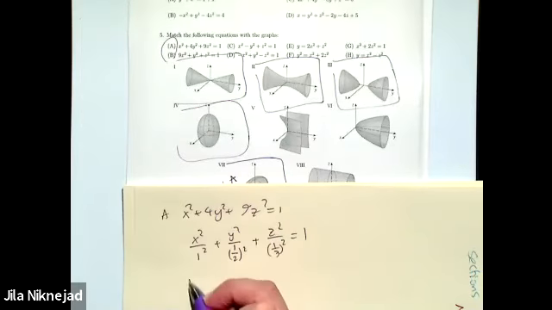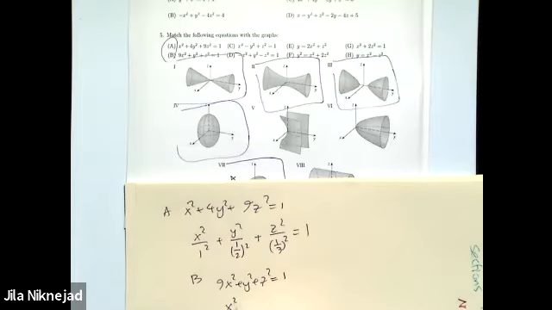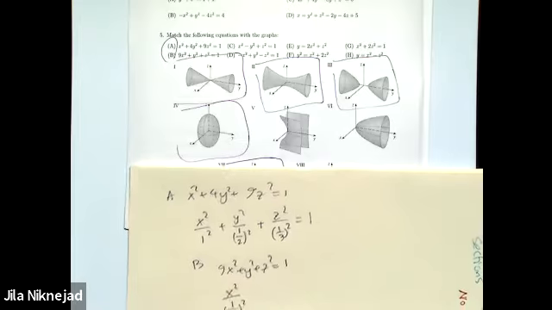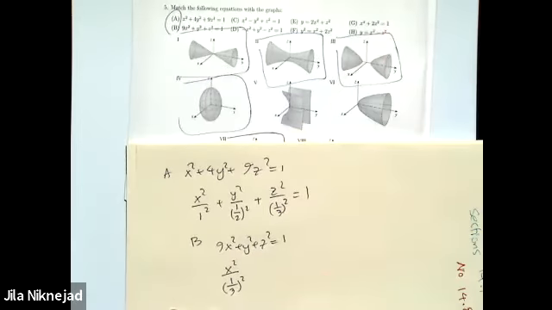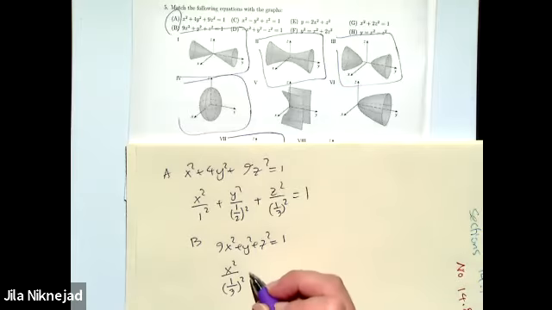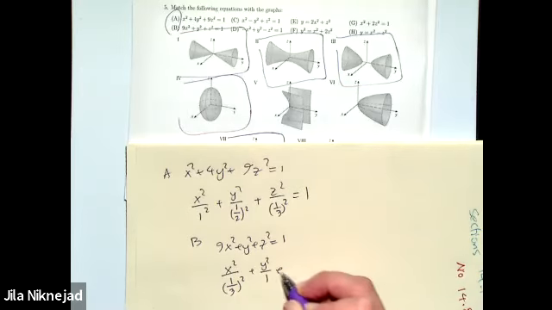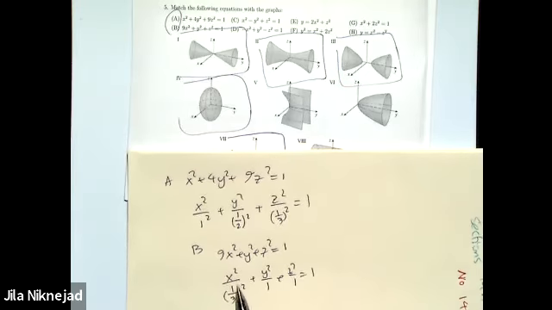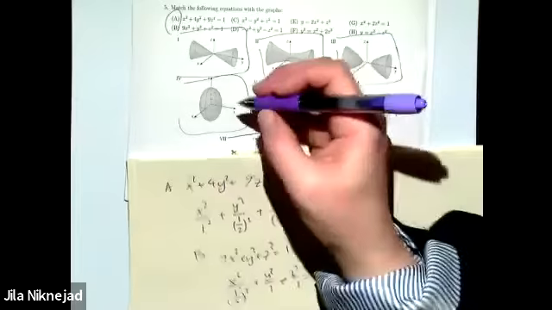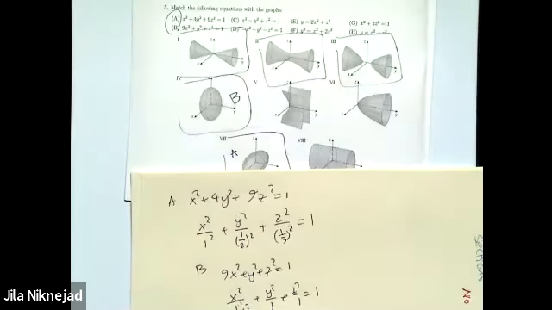That was A, and then B is 9x squared plus y squared plus z squared equal to 1. So it's x squared over (1/3) to the power 2, because I'm taking it to the denominator, so I have to reciprocate, right? You have to go 1 over that, plus y squared over 1 plus z squared over 1 equal to 1. And this seems to be shortest on the x-axis. And so this would be B.